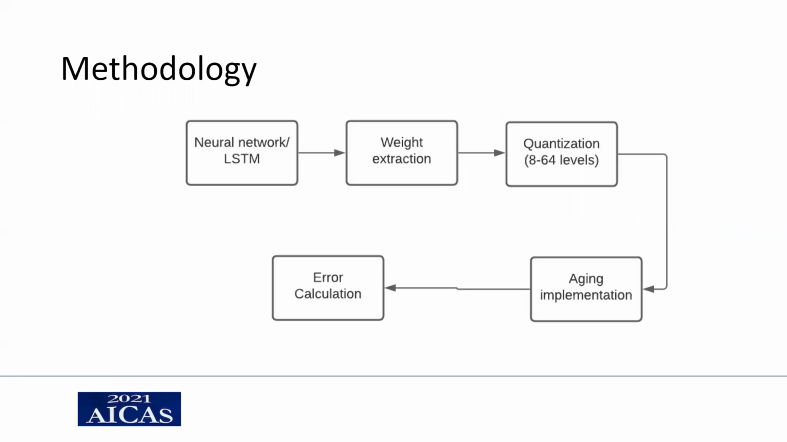This is the methodology, the overall workflow. First, we start with the implementation of a neural network. We are considering an LSTM neural network. After implementing it, we take out each layer and extract the weights. After extracting, we quantize the weights for mapping the weight values into corresponding resistance or conductance values in the memristor. After getting the crossbar structure, we apply the aging types and analyze the performance of the LSTM crossbar architecture.